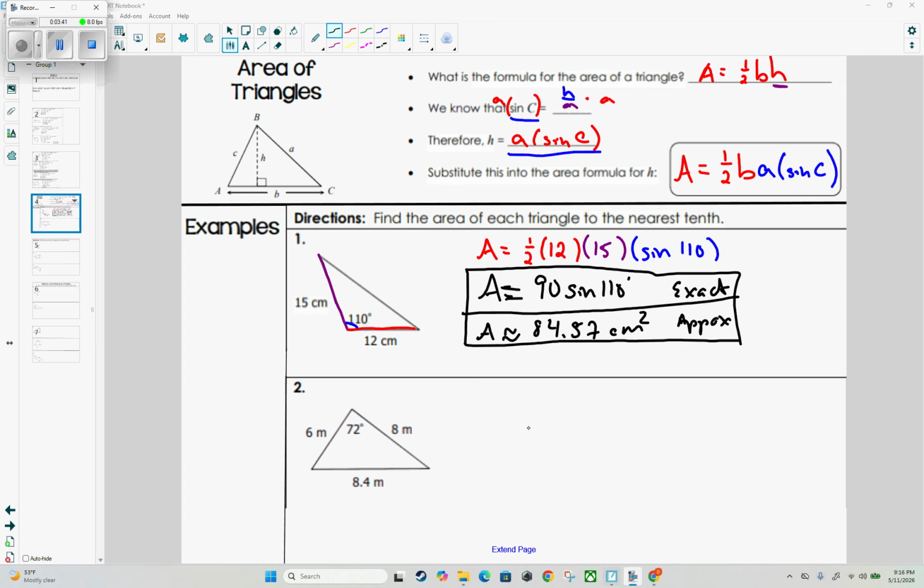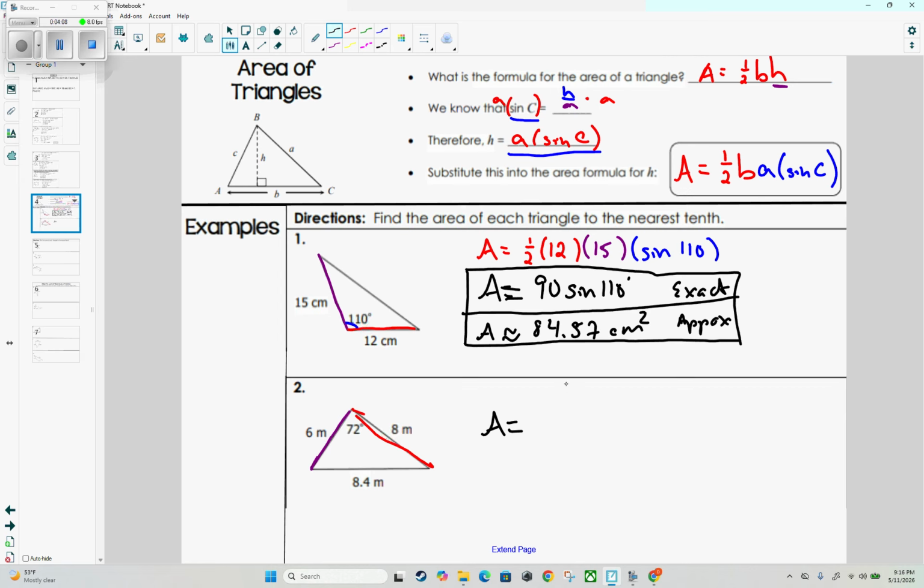All right, so hopefully you have number 2 done. Now we had a couple choices here. The two sides you had to choose: you can flip-flop the B and the A, but they have to be using the 6, and you have to use the 8. Not the 8.4, that was just an extra number there to kind of throw you off. So be careful about that. It has to be the two sides that create the angle. So you have to choose the 6 and the 8, and then you have 72. So you should have come to the area.